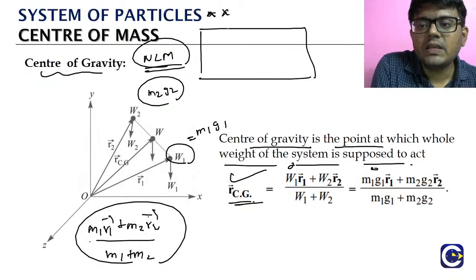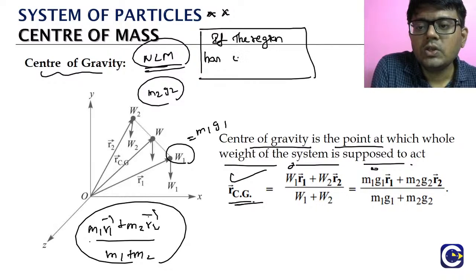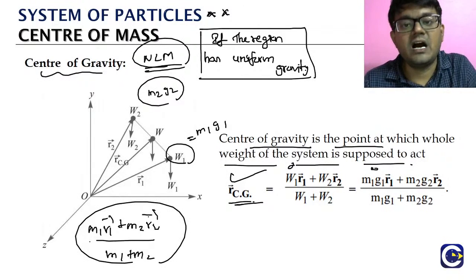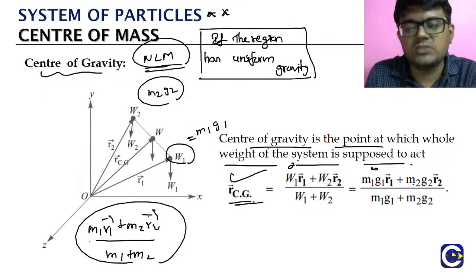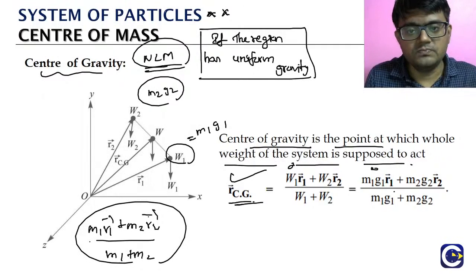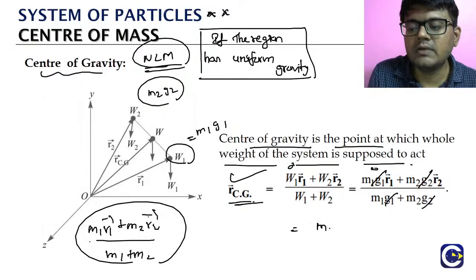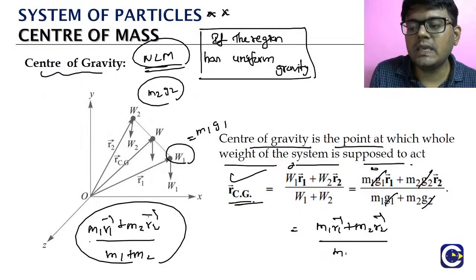Okay, if the region has uniform gravity, அதாவது acceleration due to gravity oda value is constant everywhere, அப்படி இருந்தா then g1 is going to be equal to what? g1 is equal to g2, right? அப்படியே நீங்க கேன்சல் பண்ணுங்க, நியூமரேட்டர் டினாமினேட்டர்லயும் கேன்சல் பண்ணா what we will get? என்ன வருது? m1 r1 plus m2 r2 by m1 plus m2.